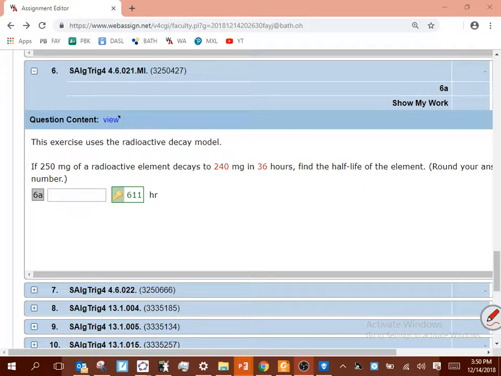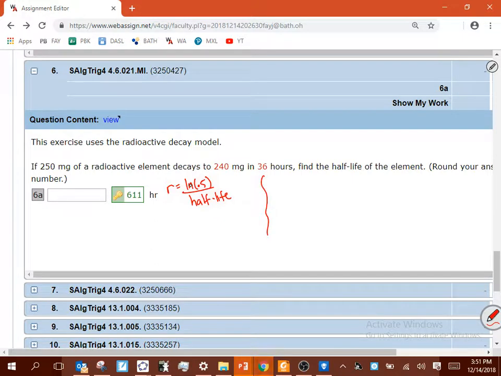Okay, so this one: if 250 milligrams of a radioactive element decays to 240 in 36 hours, find the half-life. So half-life, remember, is part of this formula, R equals ln of 0.5 over half-life. Obviously there are two variables in that little equation, so we've got a problem there. We can't really do that.